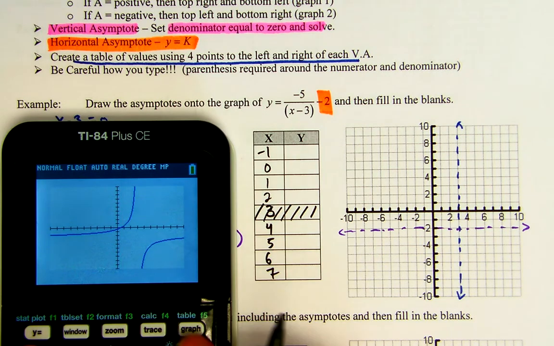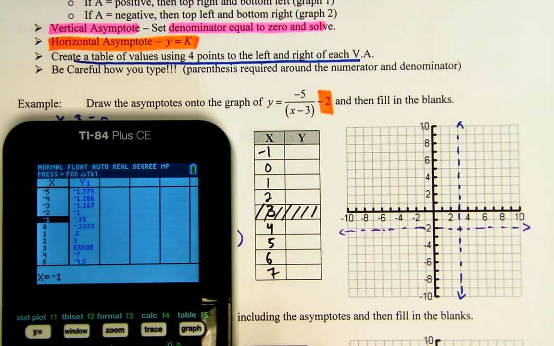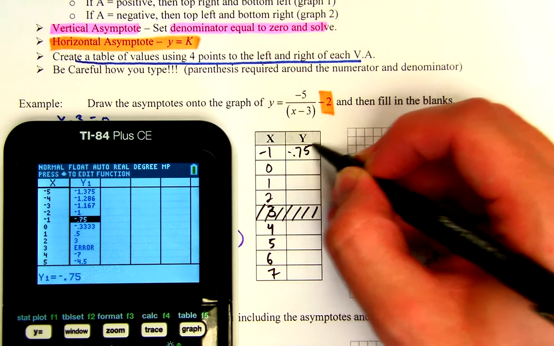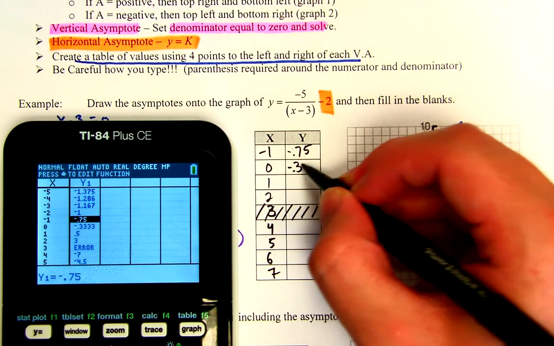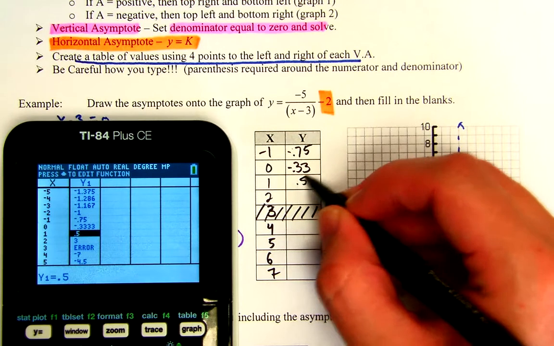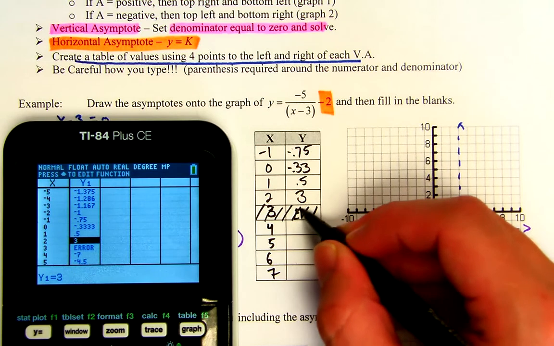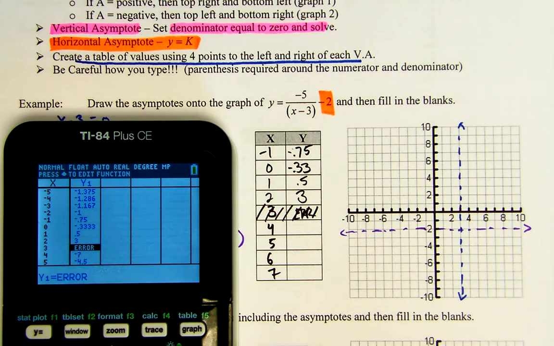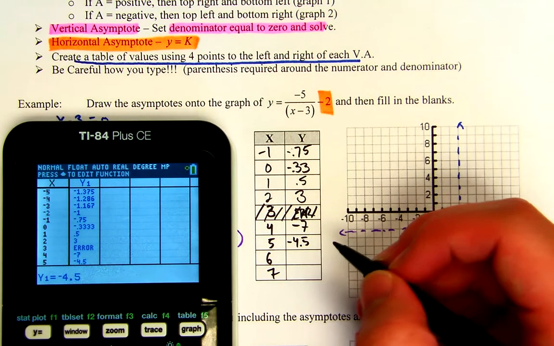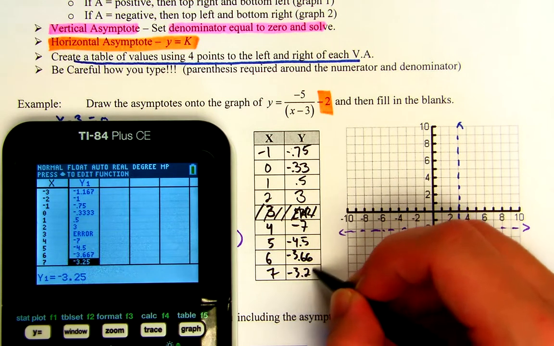But again, I want points, so let's go to the table. I'm starting at negative 1. Negative 1, I got negative 0.75. 0, that was where I got my negative 0.33 from. I'm going to go down to 1, I've got 0.5. 2, 3. Error, again, if you want to put error in there, you can, but you don't have to. Negative 7. Negative 4.5. Negative 3.66, negative 3.25.